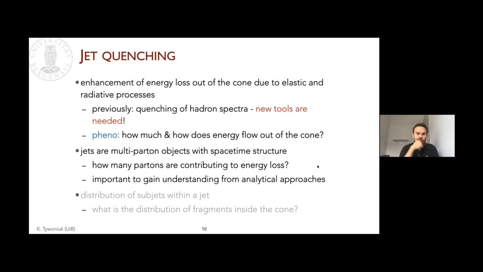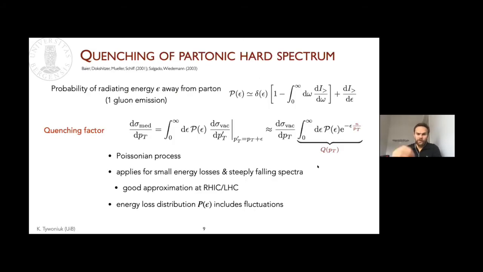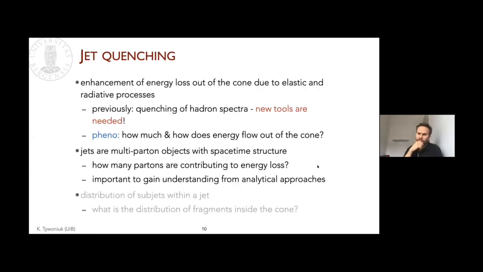However, this is typically the thing that was directly extended to hadrons. So a hadron comes from the fragmentation of a parton, and typically already 20 years ago, people were thinking that a parton will first lose certain energy in the plasma, and then at long distances it will fragment down to the non-perturbative scale, hit the hadronization scale, and then just become a hadron. However, this is not true for jets.